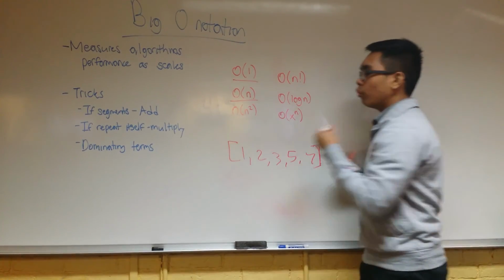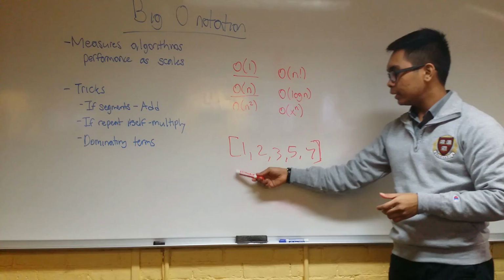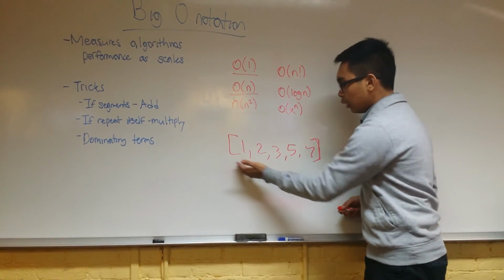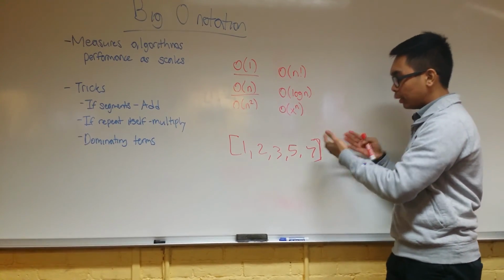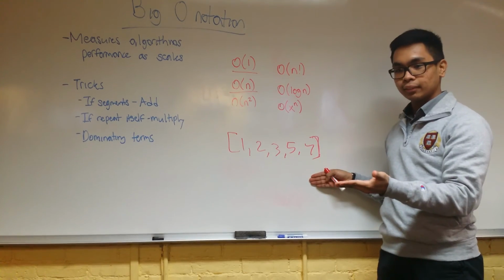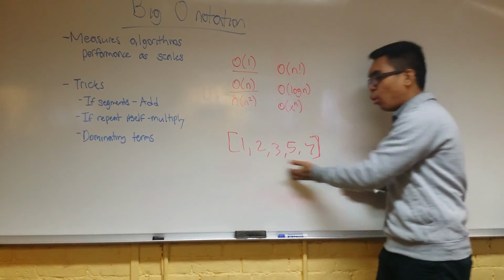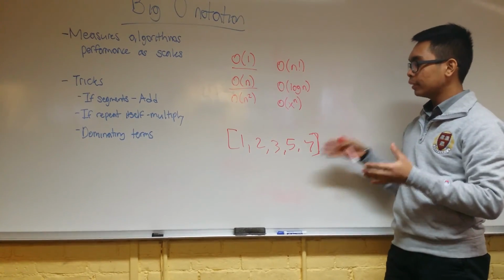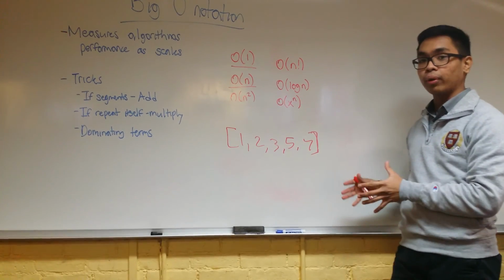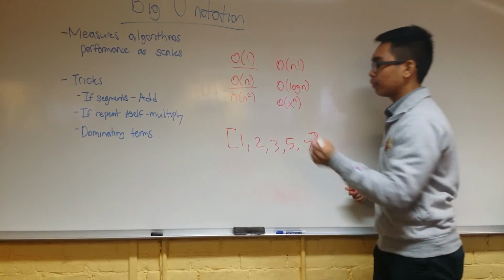Now, let's do O of n. Let's say we want to search this list for the number 7. We searched this list and found out that the number 7 is indeed in the list. But to do that, we had to search through the whole list to prove that 7 was in the list. So therefore, this is O of n.